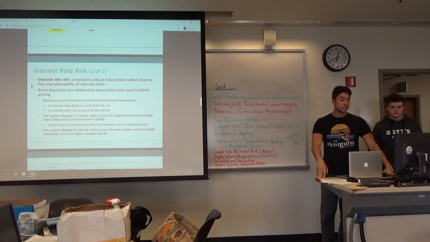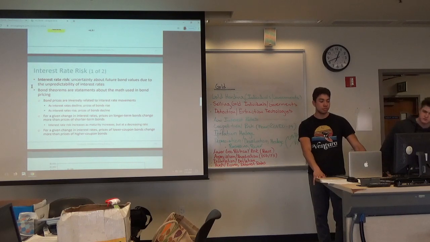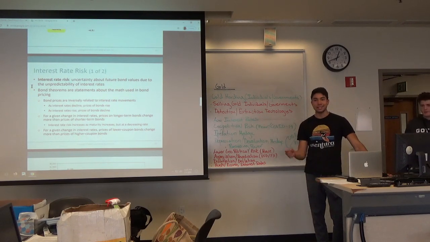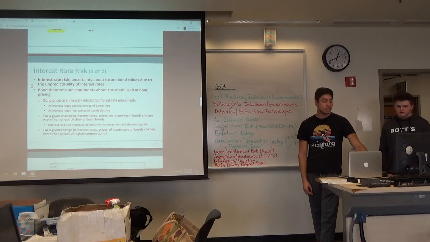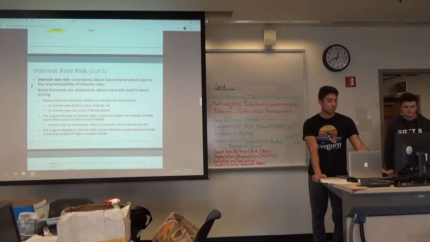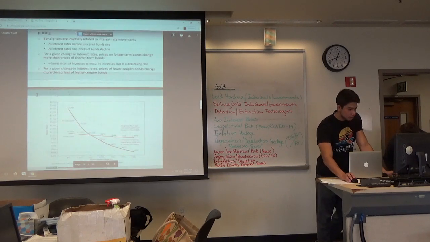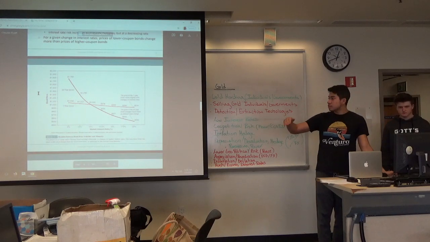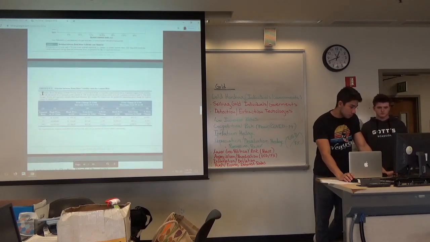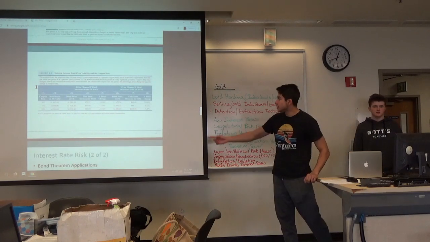For a given change in interest rates, prices on longer-term bonds change more than the prices of short-term bonds. So interest rate risk increases as maturity increases, but at a decreasing rate. For a given change in interest rates, prices of lower coupon bonds change more than prices of higher coupon bonds. This is just an example of the graph of how it works. Yield curve. And then this is the relation example.